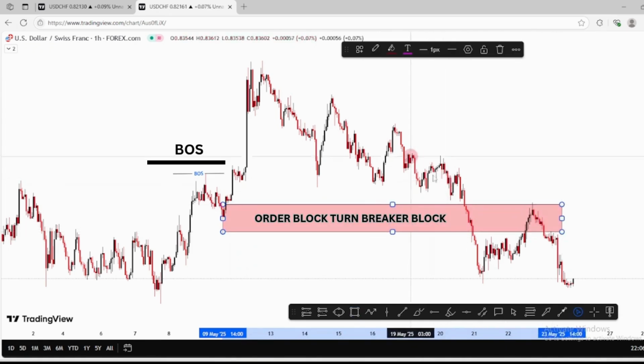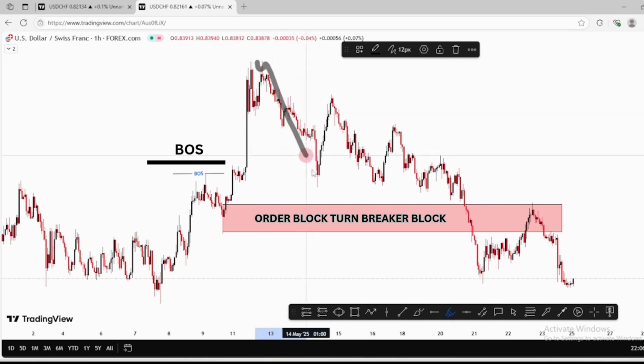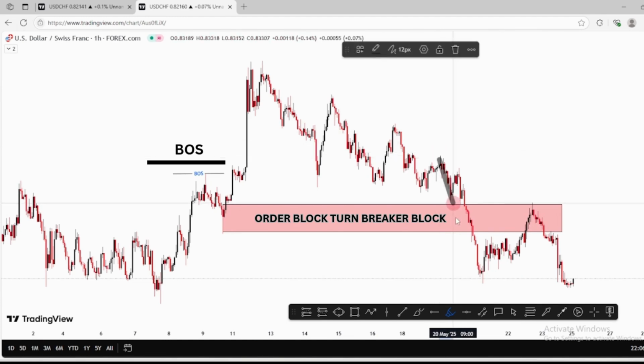We're expecting price to trade back into the order block like this. It's creating lower high, lower low, lower high, lower low, lower high, lower low, lower high. So we're expecting price to come here, tap, and then change character and push up. But what happened? We saw price push into the order block zone, come back, retest the zone, and drop to the downside.